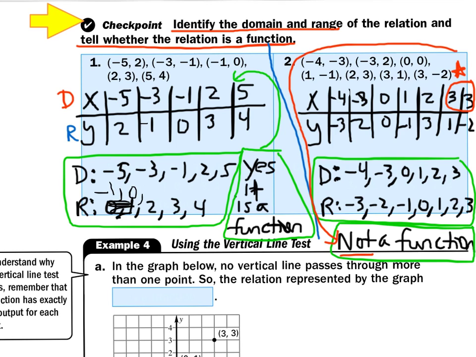And now I have to decide if it's a function or not. So again, look only at the domain, the x values, and notice how the 3 is repeated. As soon as the 3 is repeated, this meant it was not a function.